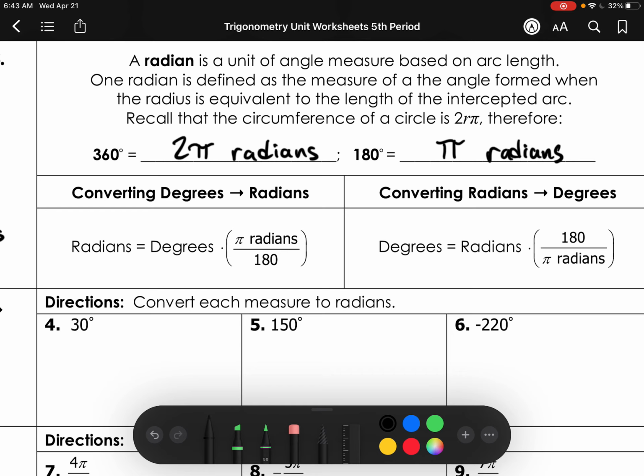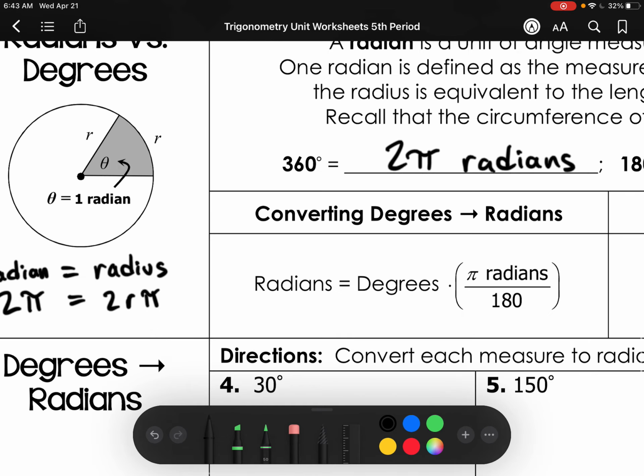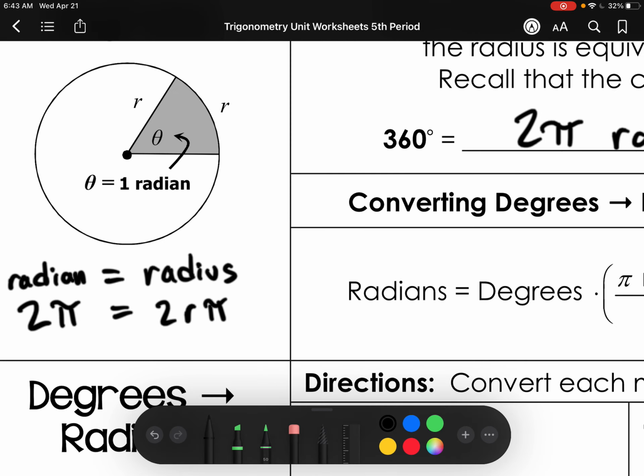Okay. And it may be easy to remember because radius and radian sound the same. That will be helpful when you're thinking, okay, 1 radian is the same as the radius.